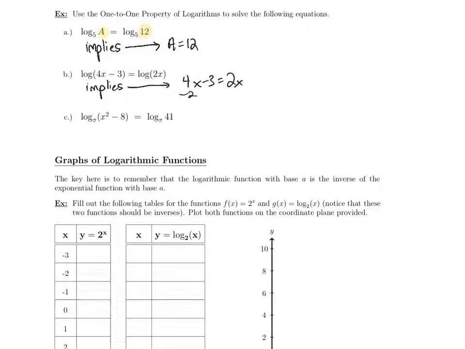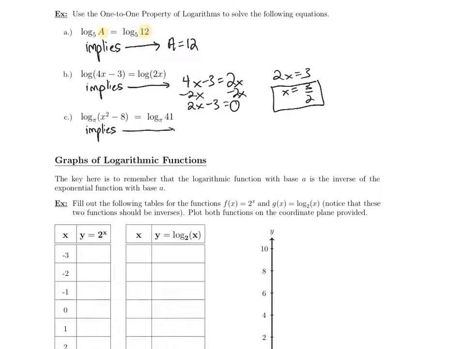equation solving strategies in order to get 2x is equal to 3, therefore x is equal to 3/2. And for the last one, we have log base pi on both sides, and we're stating that the two logs are equal. So again, the arguments have to be equal.